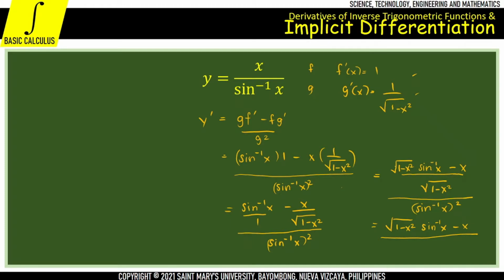So this goes to the denominator. We have the square root of 1 minus x squared multiplied by the inverse sine of x, squared. So we can have our final answer as this one. Therefore, given y is equal to x all over inverse sine of x, the derivative is this expression.